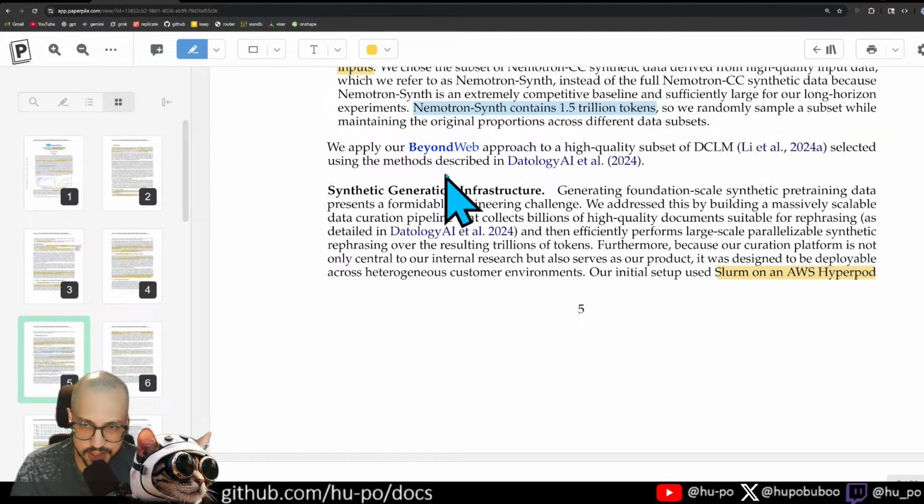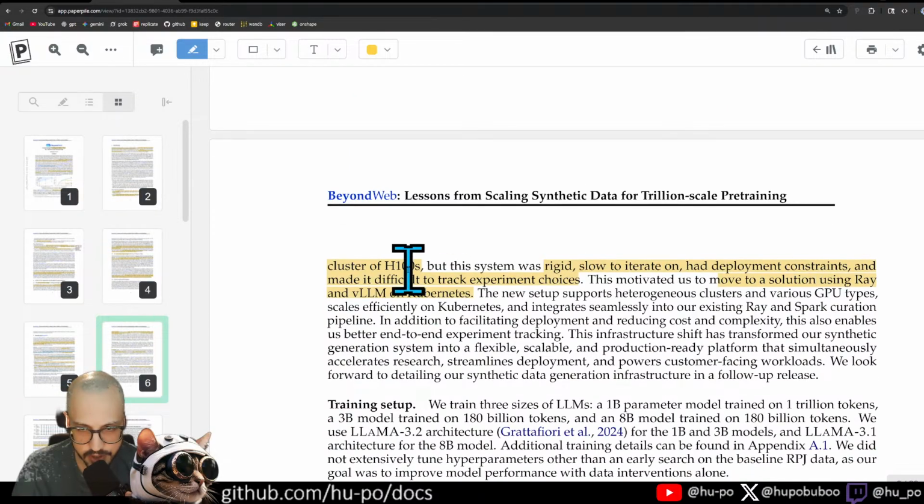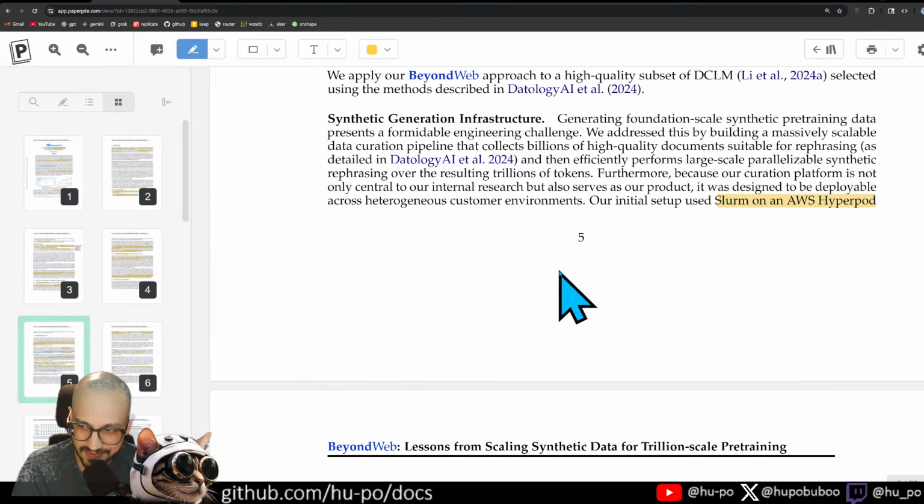Let's go here. Synthetic generation infrastructure. I thought this was interesting. They talk about the specific technologies and frameworks that they use. So they started with Slurm on an AWS Hyperpod of H100s. But the system was rigid, slow to iterate on, had deployment constraints, and made it difficult to track experiment choices. I don't really have experience with AWS Hyperpod, but I have experience with other AWS services, and generally it's kind of a huge pain. Slurm is popular in academia.